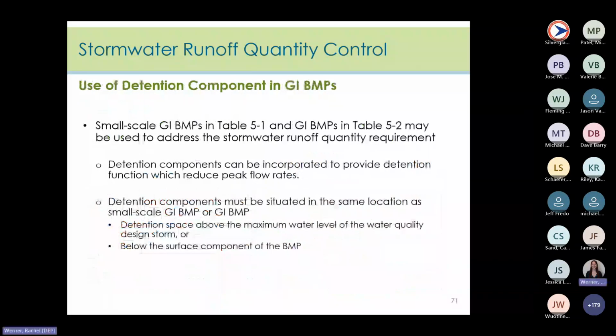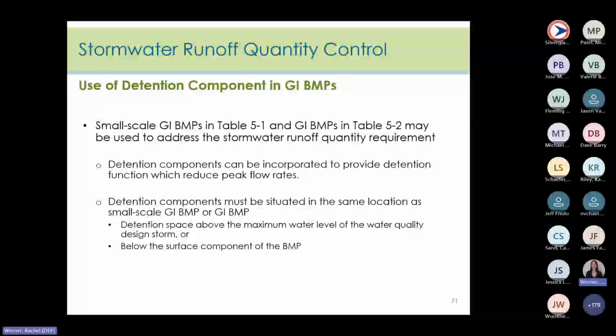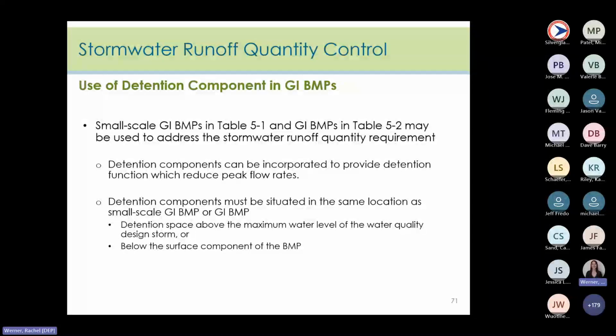And one last note about stormwater runoff quantity control. Small-scale GI-BMPs in Table 5-1 of 7:8 can be used to provide both quality and quantity control, typically with a contributory drainage area limit, while large-scale GI-BMPs in Table 5-2 of 7:8 can be used to provide only quantity control without a contributory drainage area limit.